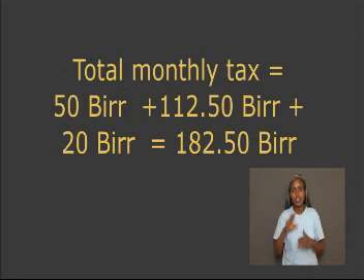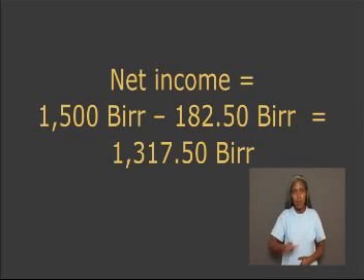50 birr plus 112.5 birr plus 20 birr equals 182 birr and 50 cents. Emmanuel's gross income is 1,500 birr. Therefore, his net income is 1,317 birr and 50 cents. Was that your answer? If so, great job.